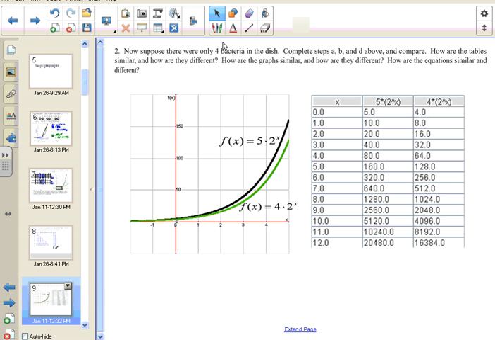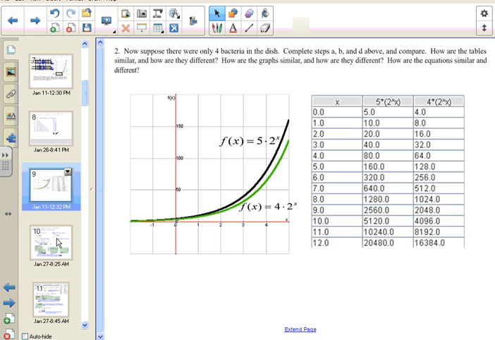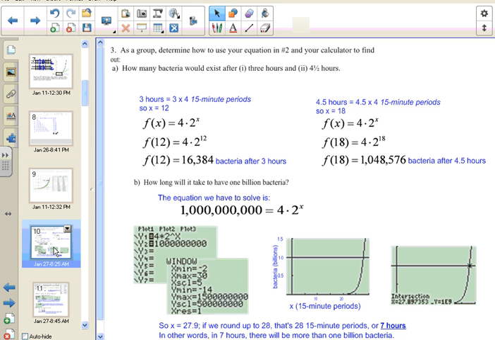When we talk about 4 bacteria, that changes the equation to y equals 4 times 2 to the x, and it has an effect of vertically compressing our graph, but it does not change the general shape and behavior of the function. Just to make sure we know how to use these function equations, this is the same as everything we've done with functions before. I'll give you an x value or a y value, and you see if you can solve.